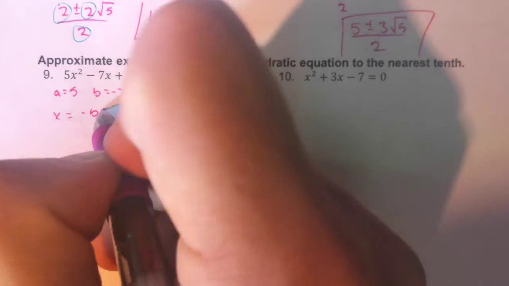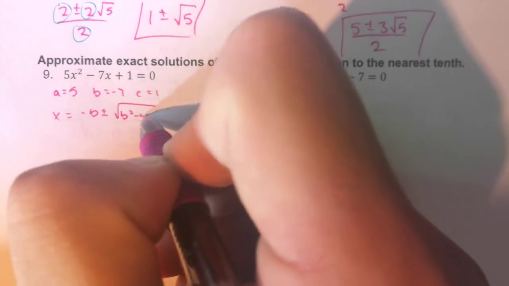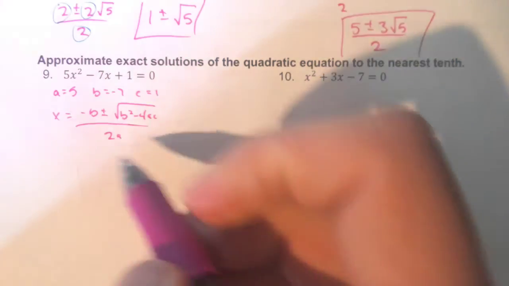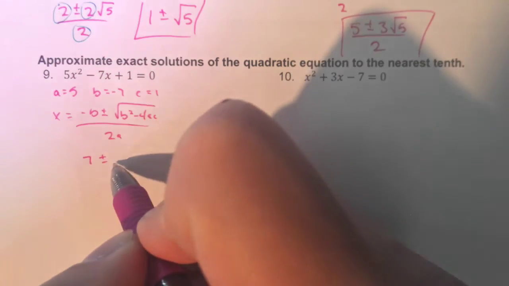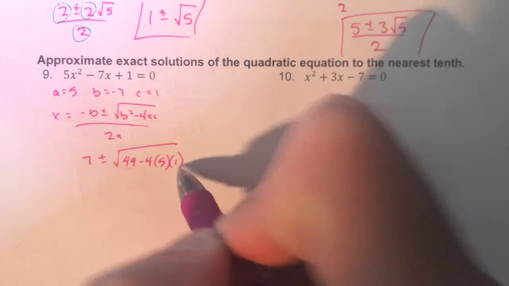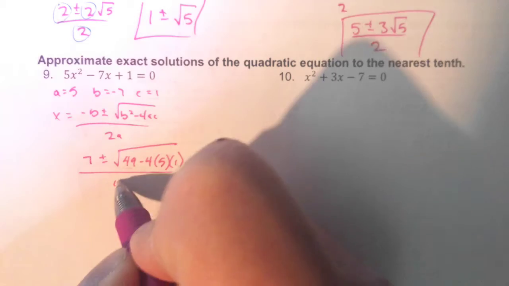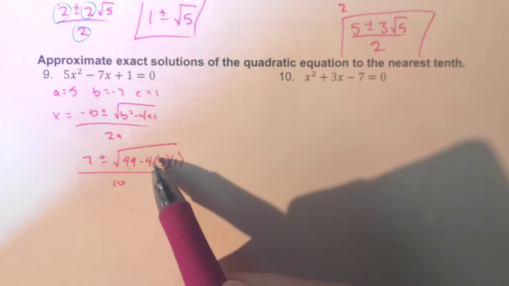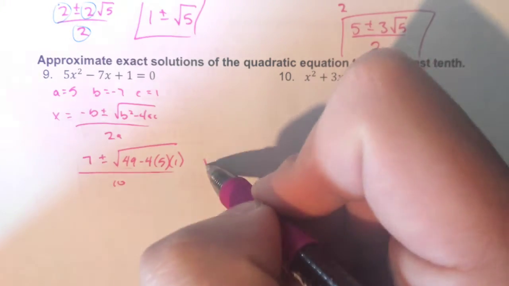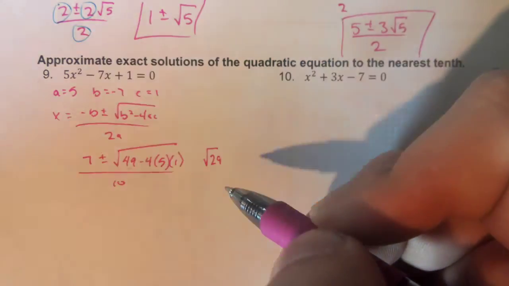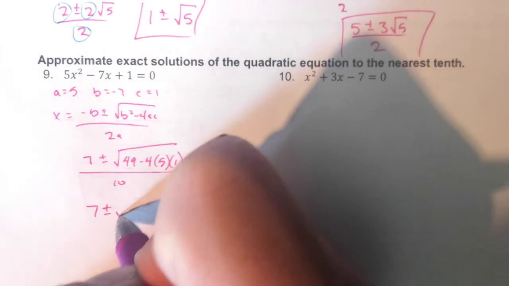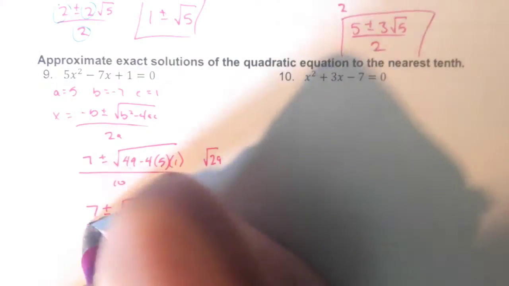x equals the opposite of b plus or minus the square root of b squared minus 4ac all over 2a. Plug it into that formula, and you would have 7 plus or minus the square root of 49 minus 4 times a times c all over 2a. That would be 10. Okay, 4 times 5 is 20, times 1 is still 20. 49 minus 20 is the square root of 29. Now that does not simplify, so I'm just going to rewrite it. 7 plus or minus the square root of 29 divided by 10.